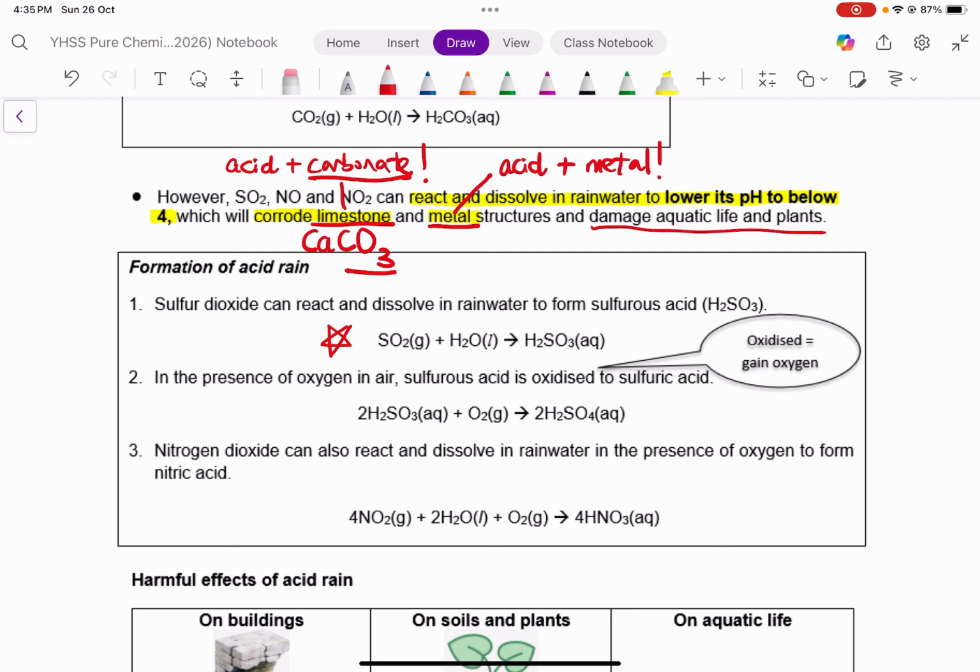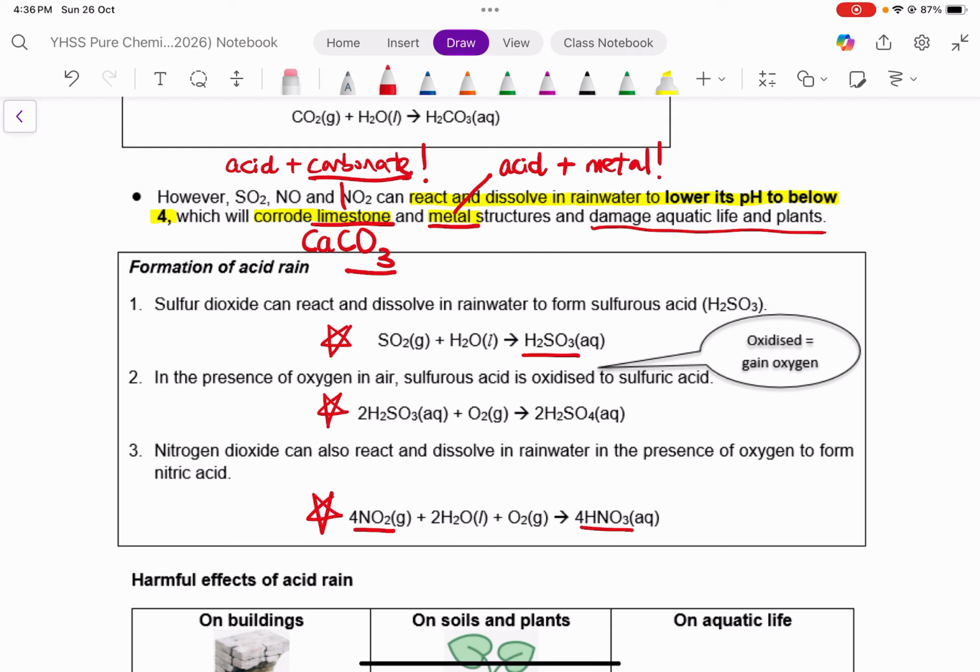So the first equation is involving SO2. SO2 can react and dissolve in rainwater to form sulfurous acid, H2SO3. So it forms H2SO3 first. Then H2SO3, sulfurous acid, is oxidized in air to form H2SO4, sulfuric acid. You need to be able to write these equations. So this explains to you why sulfur dioxide can form acid rain. The last equation here explains to you how nitrogen dioxide can form acid rain. Nitrogen dioxide is able to react and dissolve in rainwater to form nitric acid.